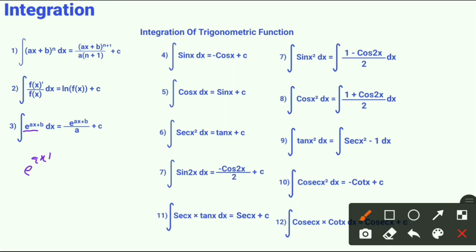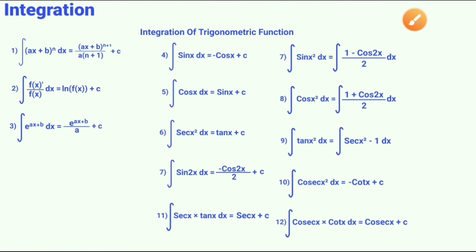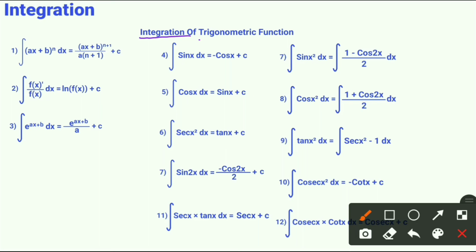So number 3, it says e to the power ax plus b. Just like in differentiation, when we differentiate this, you get multiplied by a. But now in integration, it's reverse. Instead of multiplying by the derivative of this, we're going to divide by a. Always remember that integration is the reverse of differentiation. Okay, so number 3 is done, and now we're going to understand the integration of trigonometric functions.